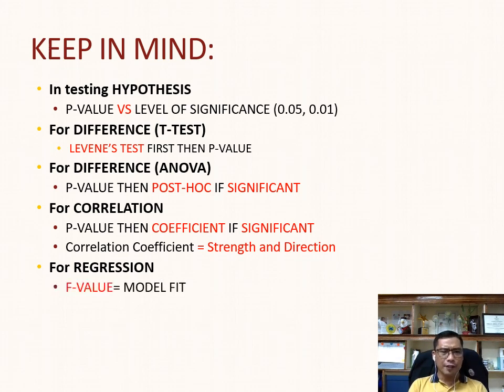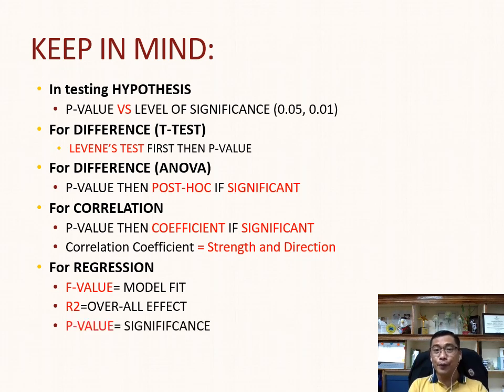If it's for regression, the first thing that you should be looking at is the F value, so that you would know whether there is good model fit. If you could not satisfy this one, there's something wrong with your model. Then you try to look into the R-squared change. Okay, R-squared refers to the overall effect.